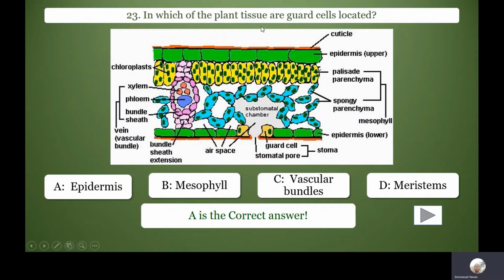In which of the plant tissue are guard cells located? Guard cells are located in the epidermis. This is the lower epidermis, and these are guard cells. Remember, guard cells open and close the stomata.